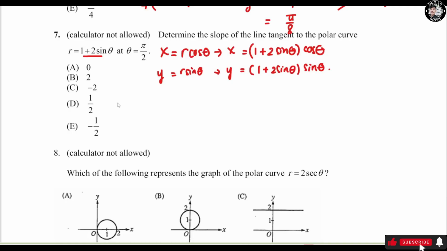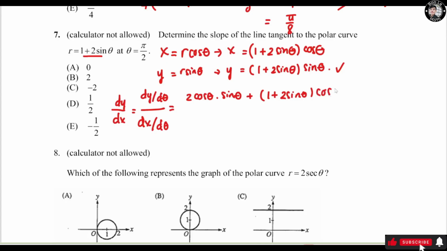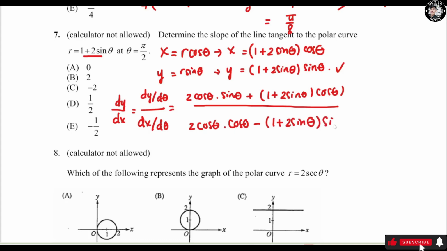Now the slope of the tangent line is going to be dy over dx. So I'm going to divide the top and bottom by d theta. So you have dy over d theta divided by dx over d theta. So I'm going to take the derivative of this guy right here with respect to theta, using the product rule. So it could be 2 cosine theta times sine theta plus 1 plus 2 sine theta cosine theta, over the derivative of this guy, which is going to be 2 cosine theta times cosine theta. The derivative of cosine is going to be negative sine, so it could be negative 1 plus 2 sine theta times sine theta. Now I'm going to substitute pi over 2 for theta.